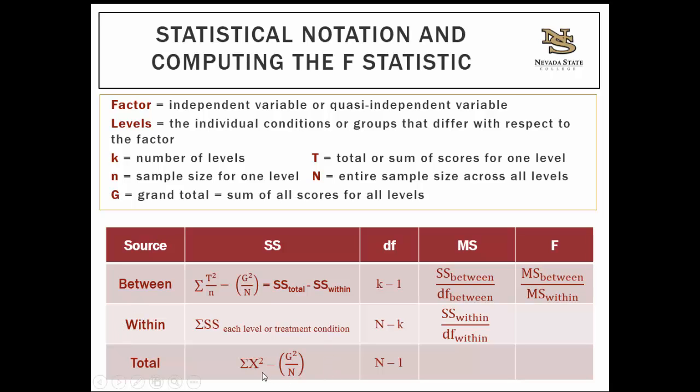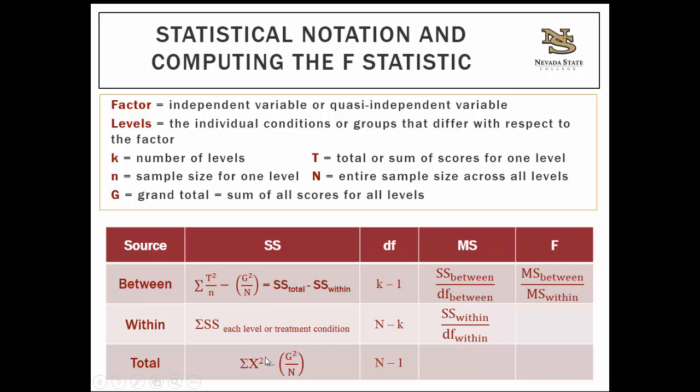Then you can find your sum of squares total, and I'm skipping this for now for a reason, by using something that looks very similar to the sum of squares formula you've been using all along, right? We've got the sum of x squared, which is basically taking every single score in your sample, every single value in your data set, squaring it and adding it together, minus g squared, which is just taking all those scores and adding them together and then squaring it, divided by the total sample size for the entire study. So again, very similar to the sum of squares you've been working with all along.